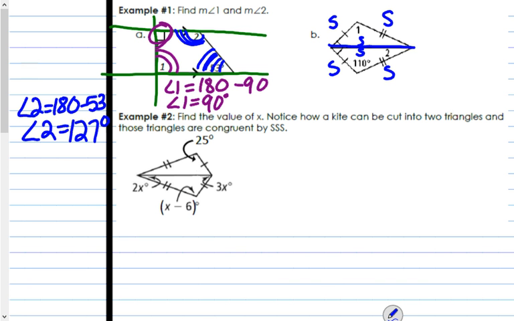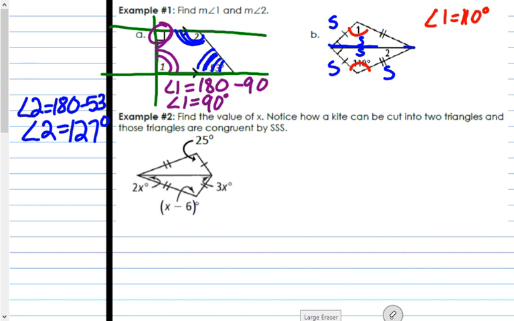And if you remember, that means their individual pieces are now congruent to each other also. That means this angle is congruent to that angle because corresponding parts of congruent triangles are congruent. So that means angle 1 is also 110 degrees.